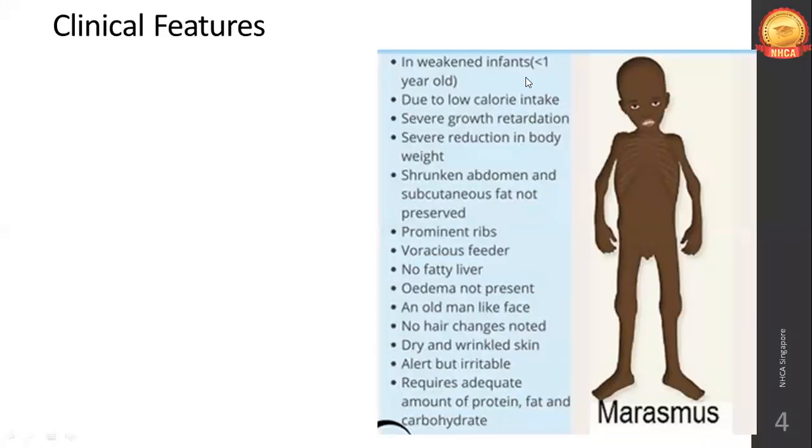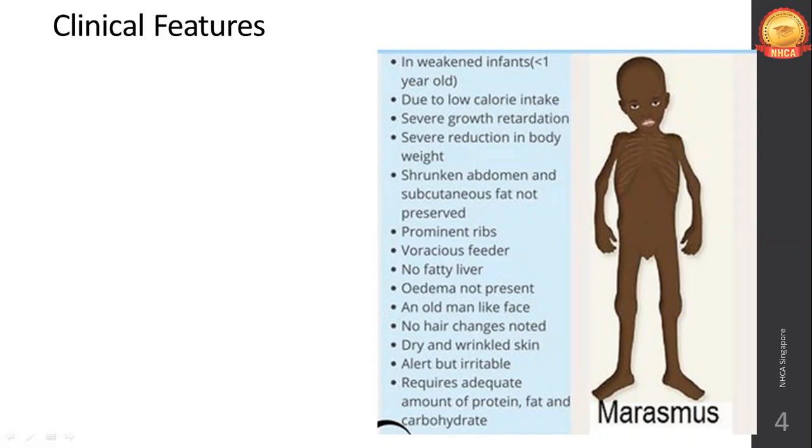Most of the children who are below 1 year will suffer from marasmus, and if the child is above 3 years, 3 to 6 years, the child usually suffers from kwashiorkor. That is the general criteria we have seen so far. Why does this happen? Due to low calorie intake, growth retardation will be there because there is no nutrition, no growth and development.